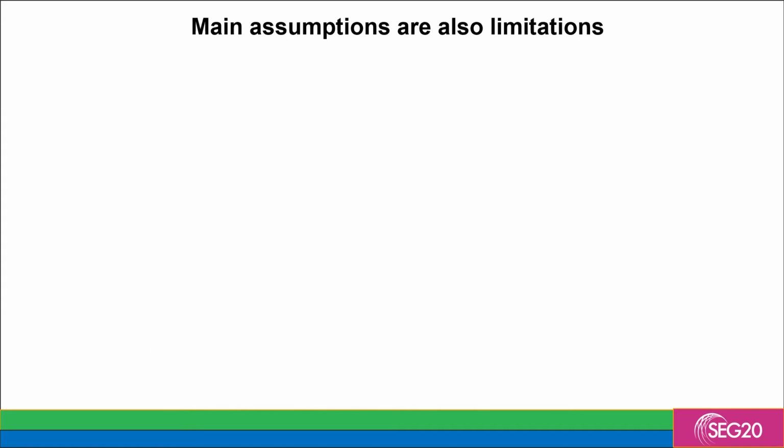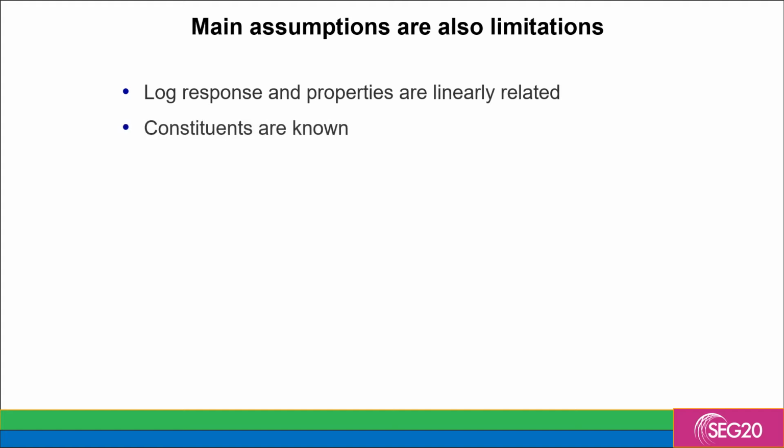To understand the limitations of the standard approach, we should take a look at the assumptions behind it. First, we assume that the log response and the properties are linearly related. So we have to make sure that we use logs that meet these requirements. The second assumption is that we know what the rock is made of. For this, we need prior data, as we showed earlier. So prior information becomes crucial to decide the right mix of minerals. Finally, we also assume that the properties of these constituents are known.